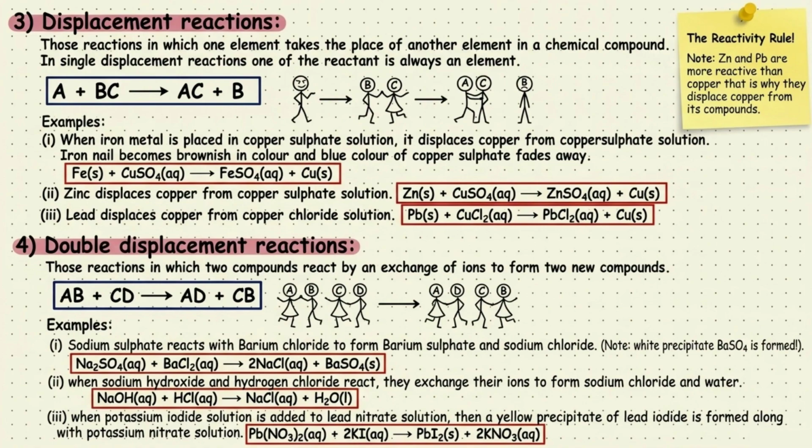The format is AB plus CD yields AD plus CB. Think of this like two dancing couples on a dance floor. Suddenly, they completely switch partners.